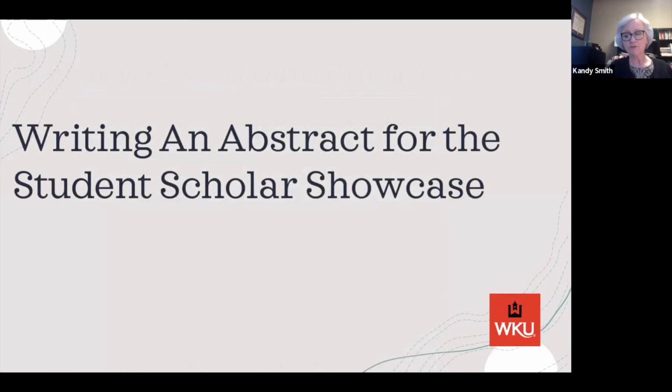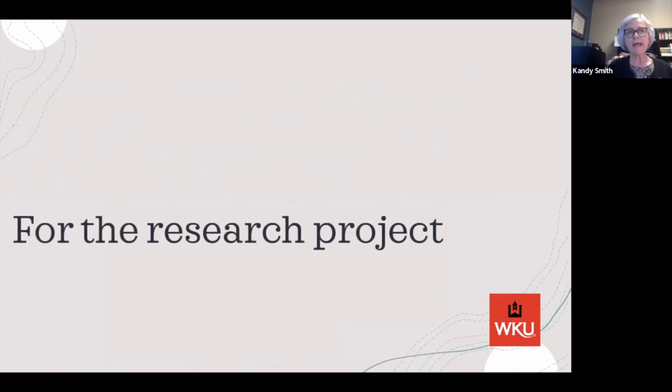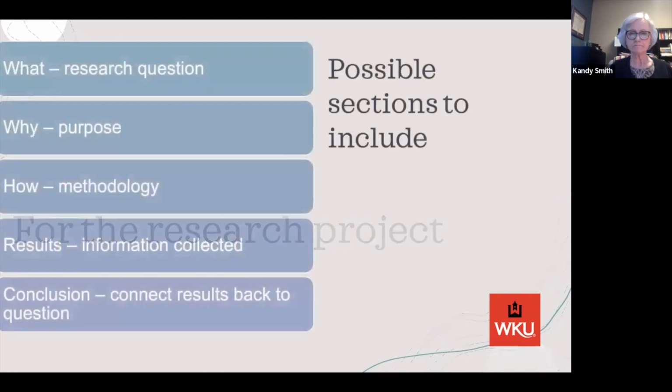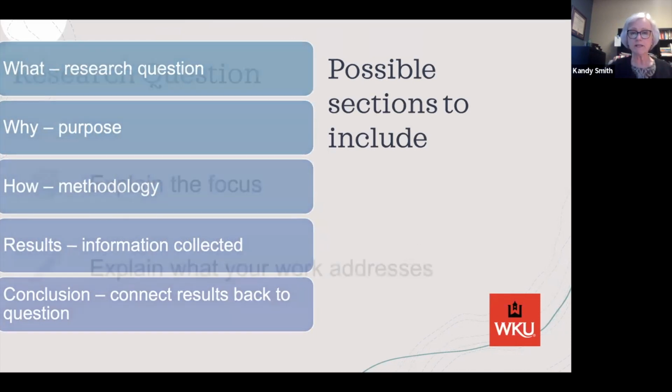So writing an abstract for the Student Scholar Showcase, and I'm going to be talking mainly about the abstract that describes a research project, but I'll talk a little bit about if you have a presentation, for example, that's not necessarily research, I'll talk a little bit about that at the end. So these are the possible sections to include, and we're going to talk about each one. I would suggest if you are writing an abstract for a research proposal, this would be a good map to follow. And again, we're going to talk about each one separately.